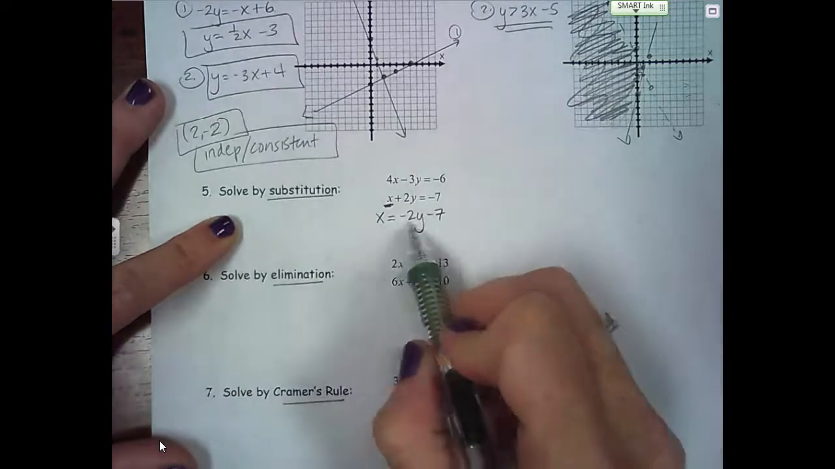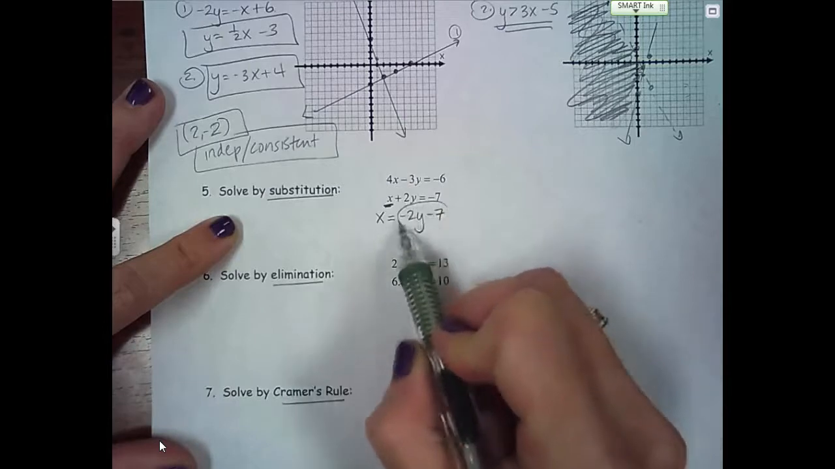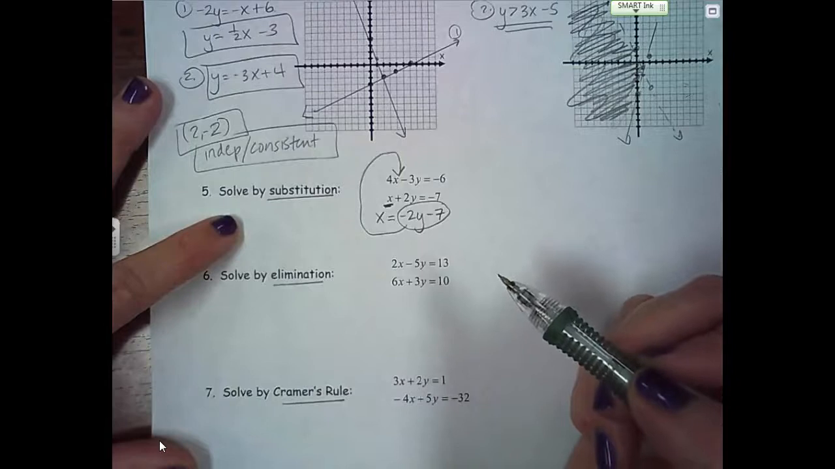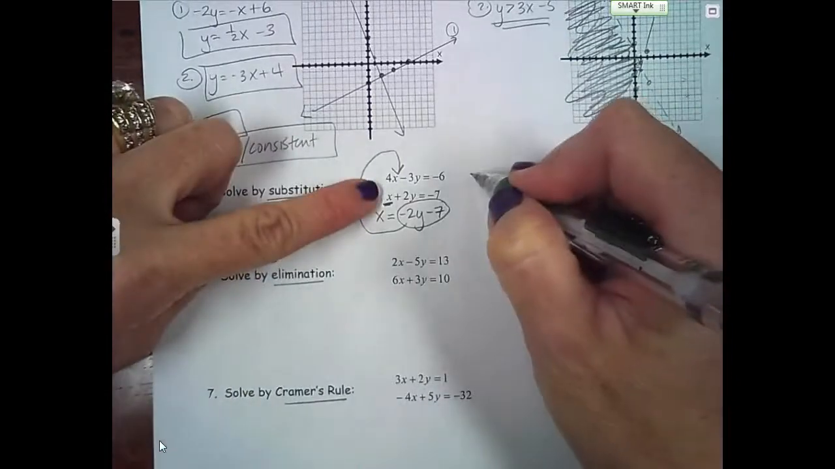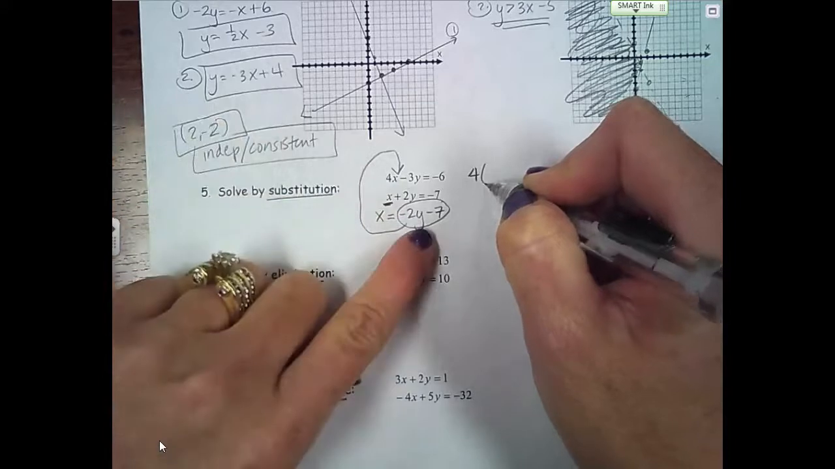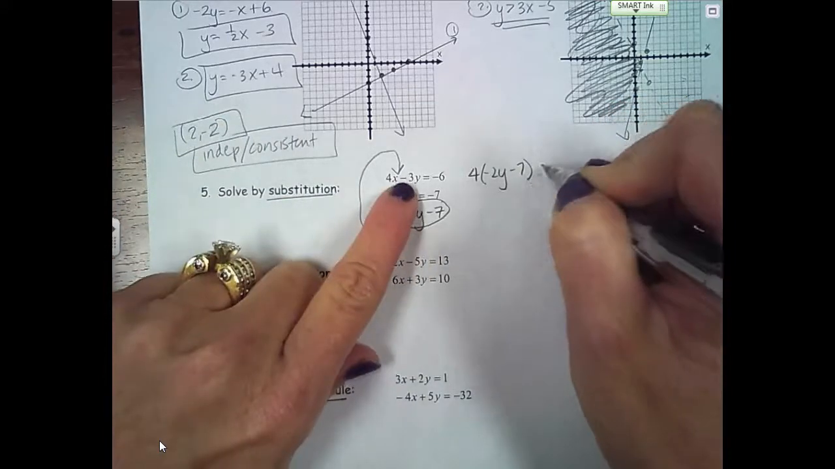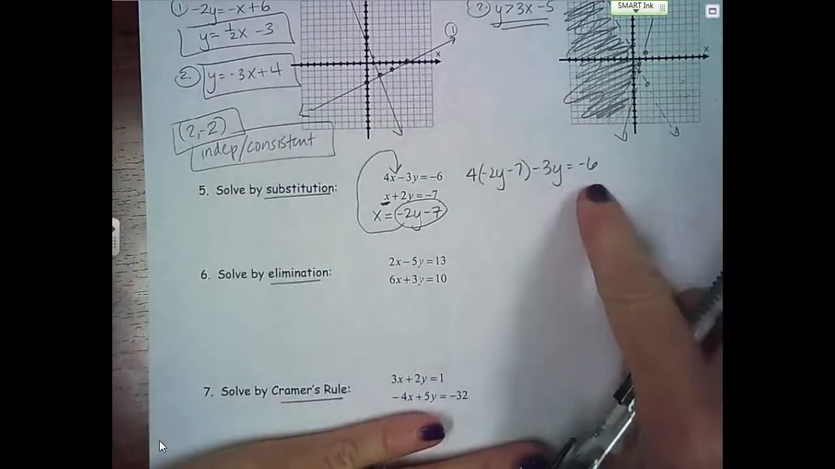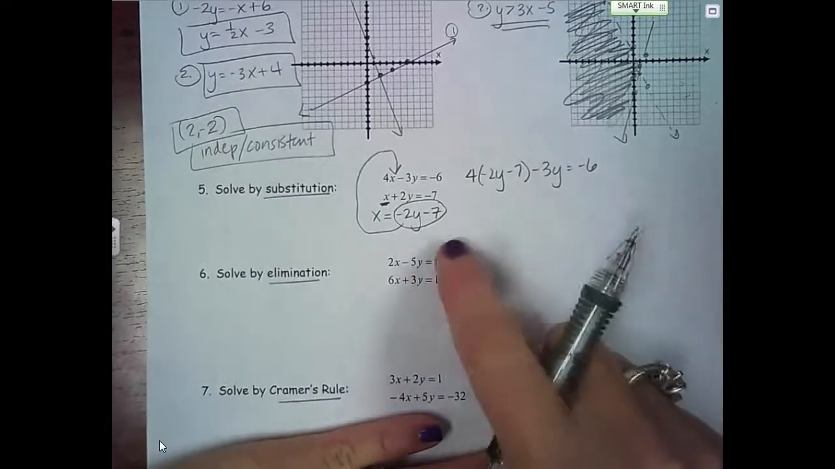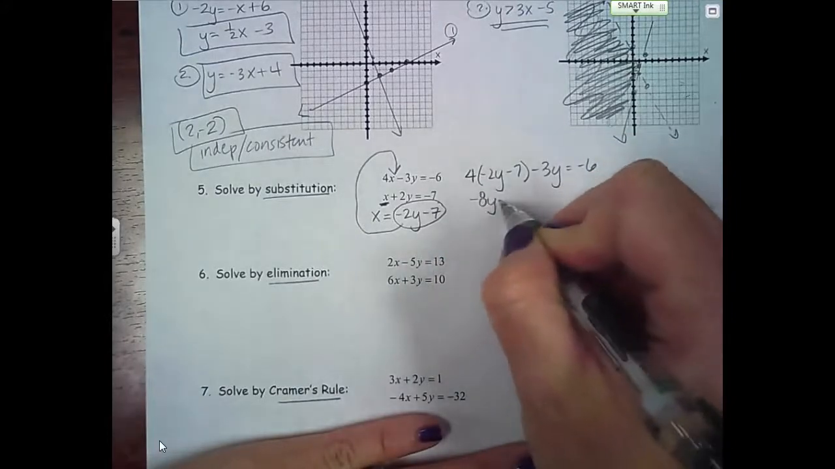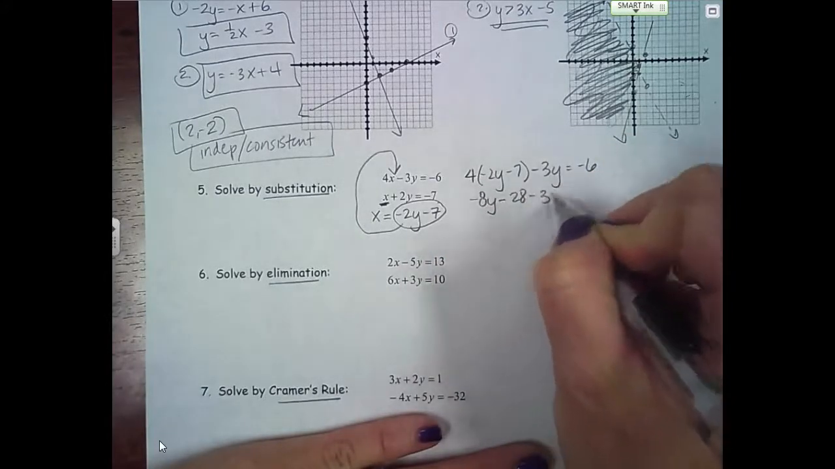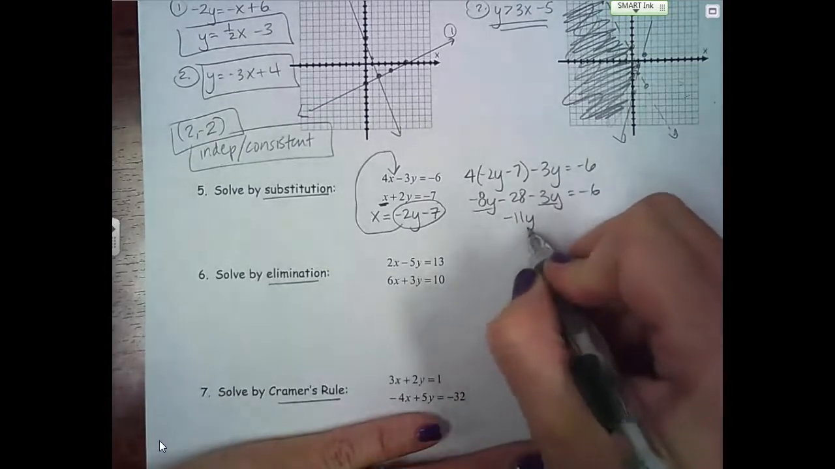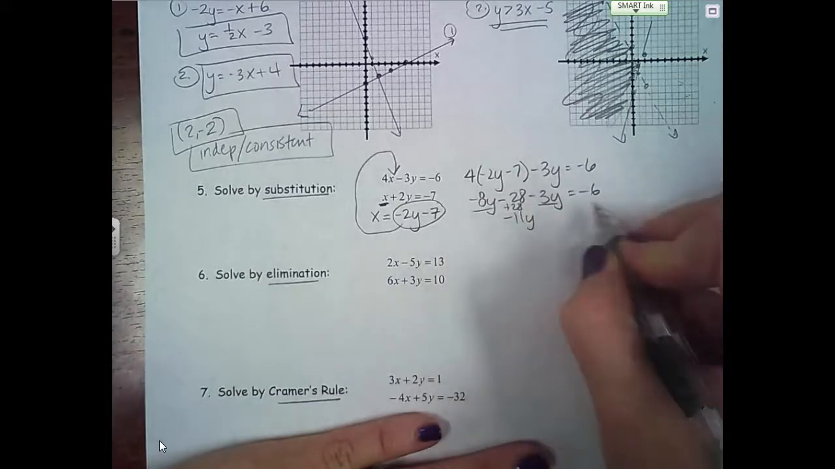Then I know x represents negative 2y minus 7, so I'm going to take this negative 2y minus 7 and put it in for x on the other equation. That way, all I'll have is y's. So 4, and instead of x, I'm going to write negative 2y minus 7 minus 3y equals negative 6. If you look at the equation now, all you have are y's, right? And then just solve for y. So negative 8y minus 28 minus 3y equals negative 6. Combine like terms. So you have negative 11y, and then you're going to move the 28 to the other side.